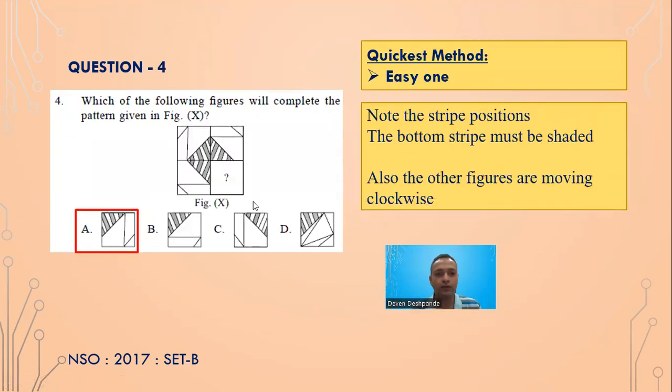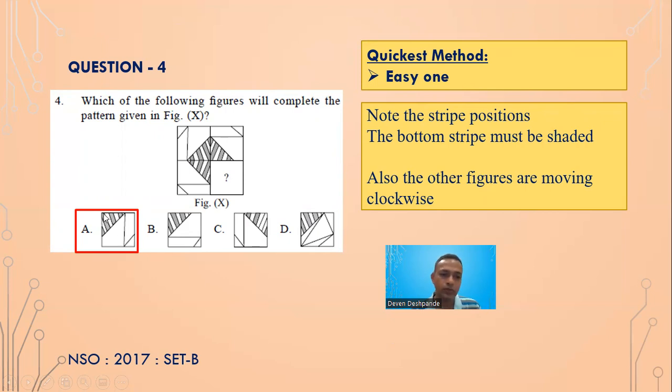Which of the following figures will complete the pattern given in figure X? Again, this is an easy one. So you just have to note the stripes, the inner stripes. How are the inner stripes? This is a stripe here, so we need to have a stripe here, isn't it, to complete the pattern. And also this cutter-like shape is rotating clockwise. So the cutter is facing left, again top, again right, and here it will face bottom, isn't it? It will face bottom.